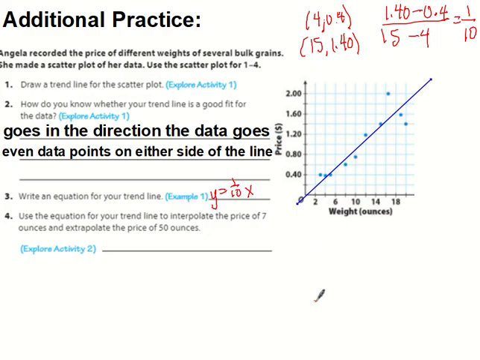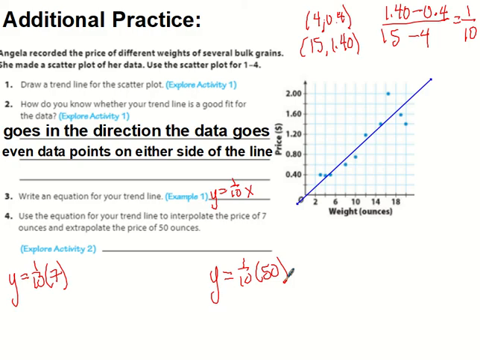So this is where the equation comes in. This is similar to our warm-up question. It says use the equation for your trend line to interpolate the price of 7 ounces and extrapolate the price of 50 ounces. So we need to find the price for 7 ounces and 50 ounces, okay? So what we would do is we'd go y equals 1/10 times 7, and then we would do y equals 1/10 times 50. So either way, we need to figure out what those prices are.